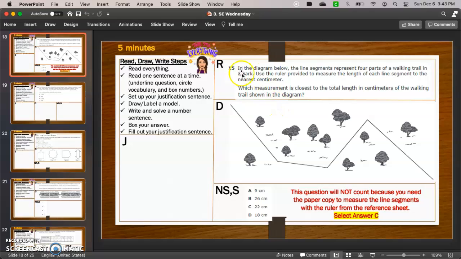Question 15. In the diagram below, the line segments represent 4 parts of a walking trail in a park. Use the ruler provided to measure the length of each line segment to the nearest centimeter. For this question, you are going to select answer C because you cannot measure this. So pause the video and in your Pear Deck, select answer C.